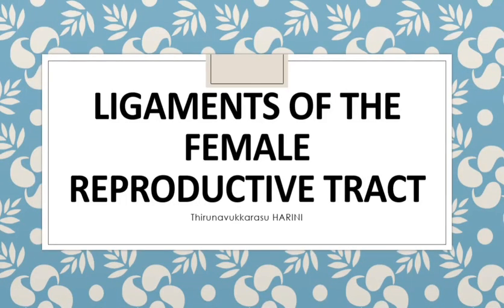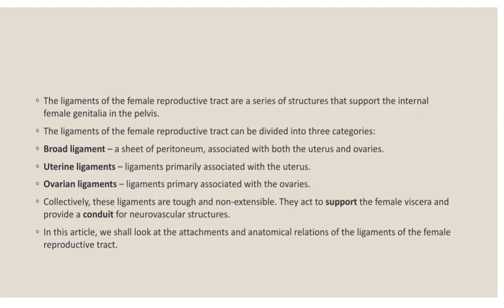Ligaments of the reproductive tract. The ligaments of the reproductive tract are a series of structures that support the internal female genitalia in the pelvis. The ligaments of the female reproductive tract can be divided into three categories.